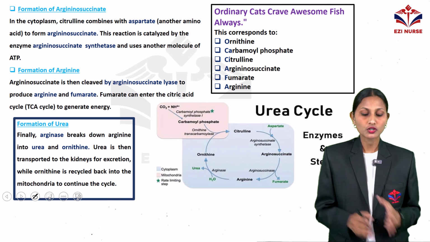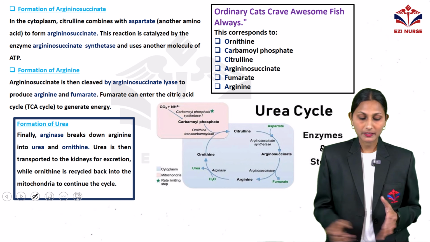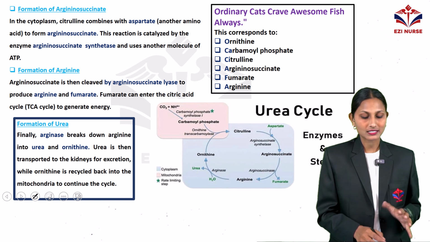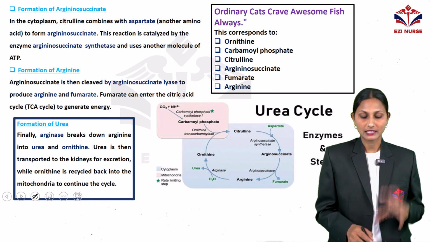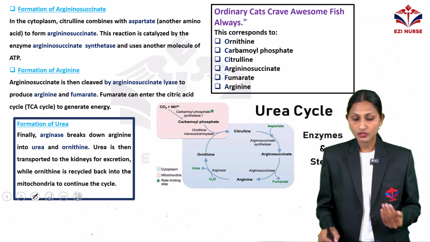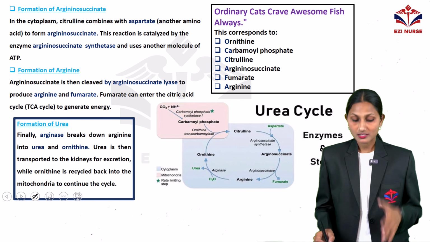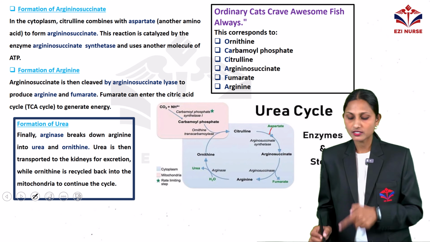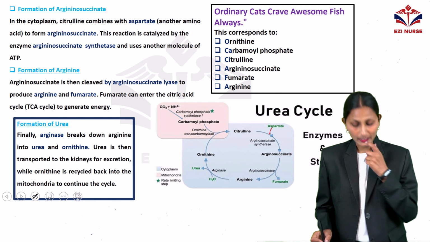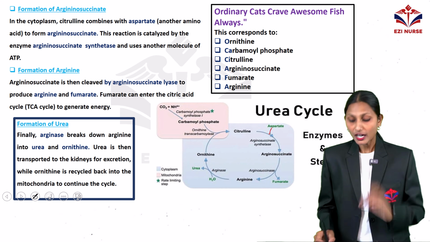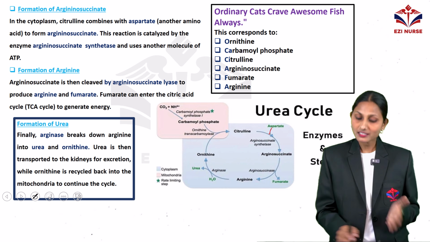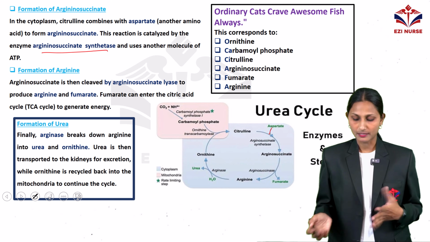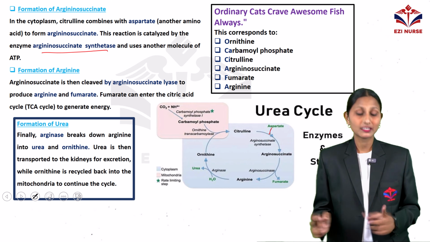Next is the formation of argininosuccinate. In the cytoplasm, citrulline combines with aspartate, another amino acid, to form argininosuccinate. Once citrulline enters the cytoplasm, one molecule of aspartate combines with citrulline and forms argininosuccinate in the presence of the enzyme argininosuccinate synthetase. This reaction uses another molecule of ATP. So here also one molecule of ATP will be used.